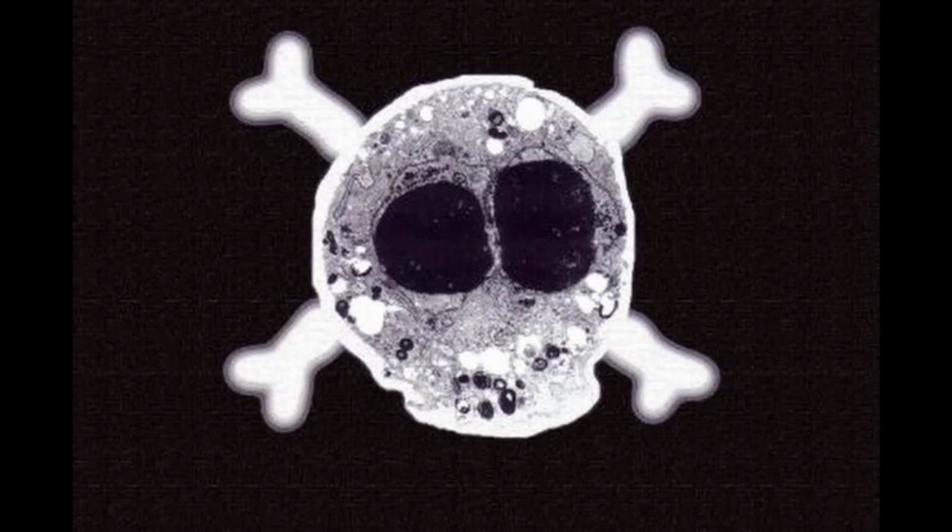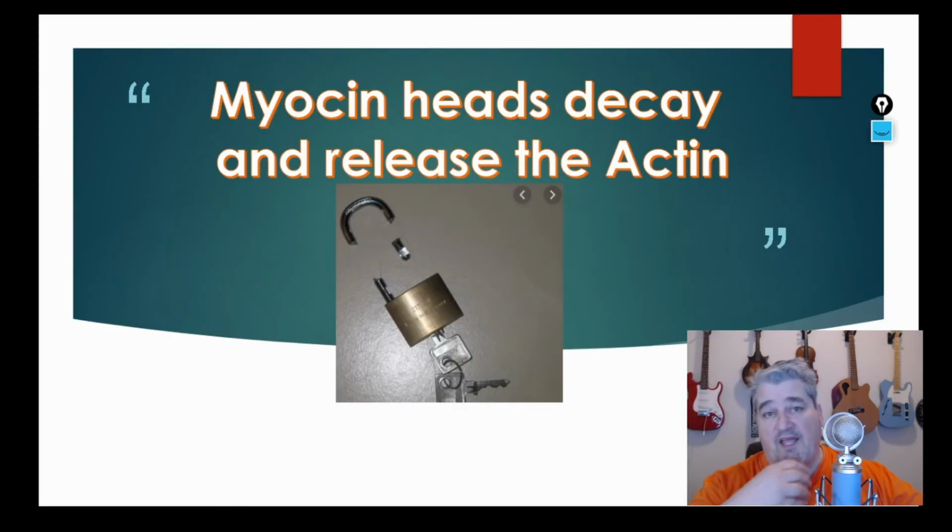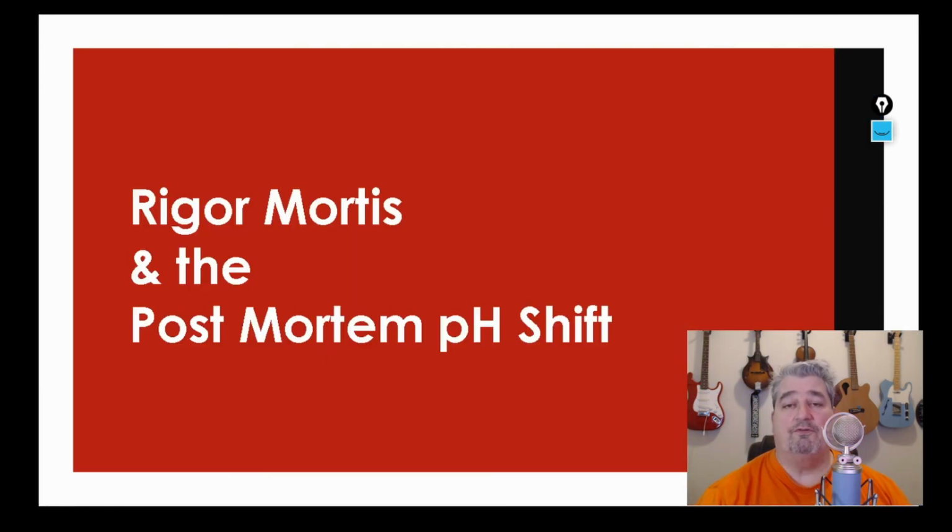Because you're dead. Part of the decomposition here, the body breaking down and starting to just decompose, is the little heads on the myosin, which are still holding on to the actin, degrade and break apart and let go. And when they decompose and they let go, because of the shift in the pH in the body and the cells dying and all that, now when they finally let go, the actin is released and then the body goes back to being limp. And that's all I have for you on my report of rigor mortis and the postmortem pH shift.